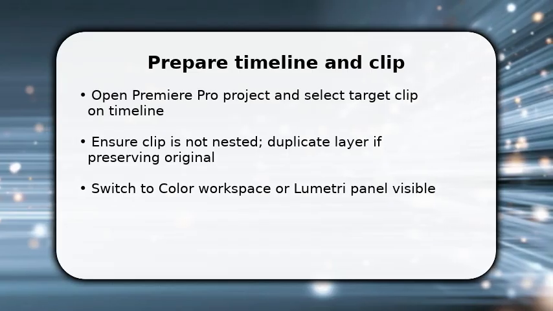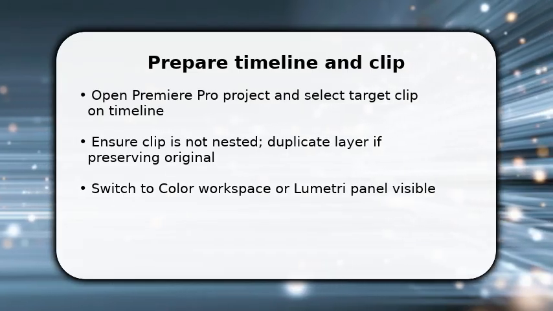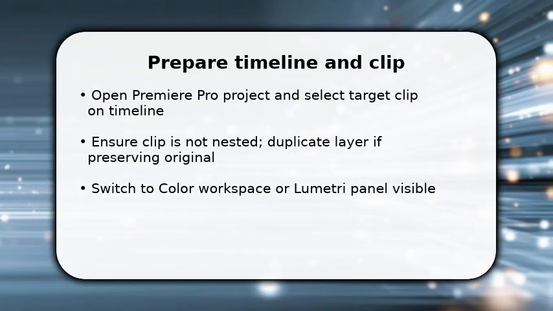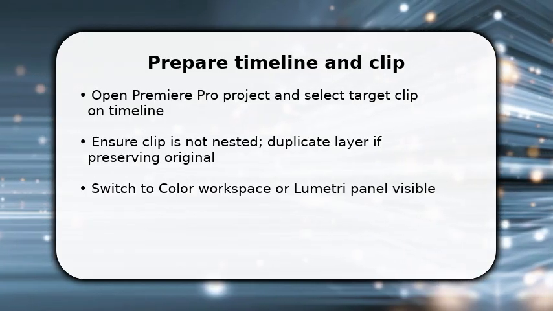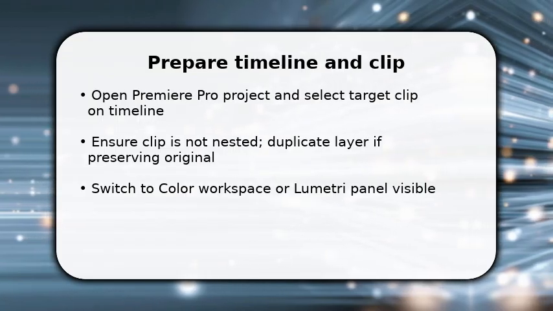You start by selecting the clip you want inverted on the timeline. This is critical because the effect applies to the selected clip only. Once done, make a duplicate track if you might revert. Alt and drag to duplicate.